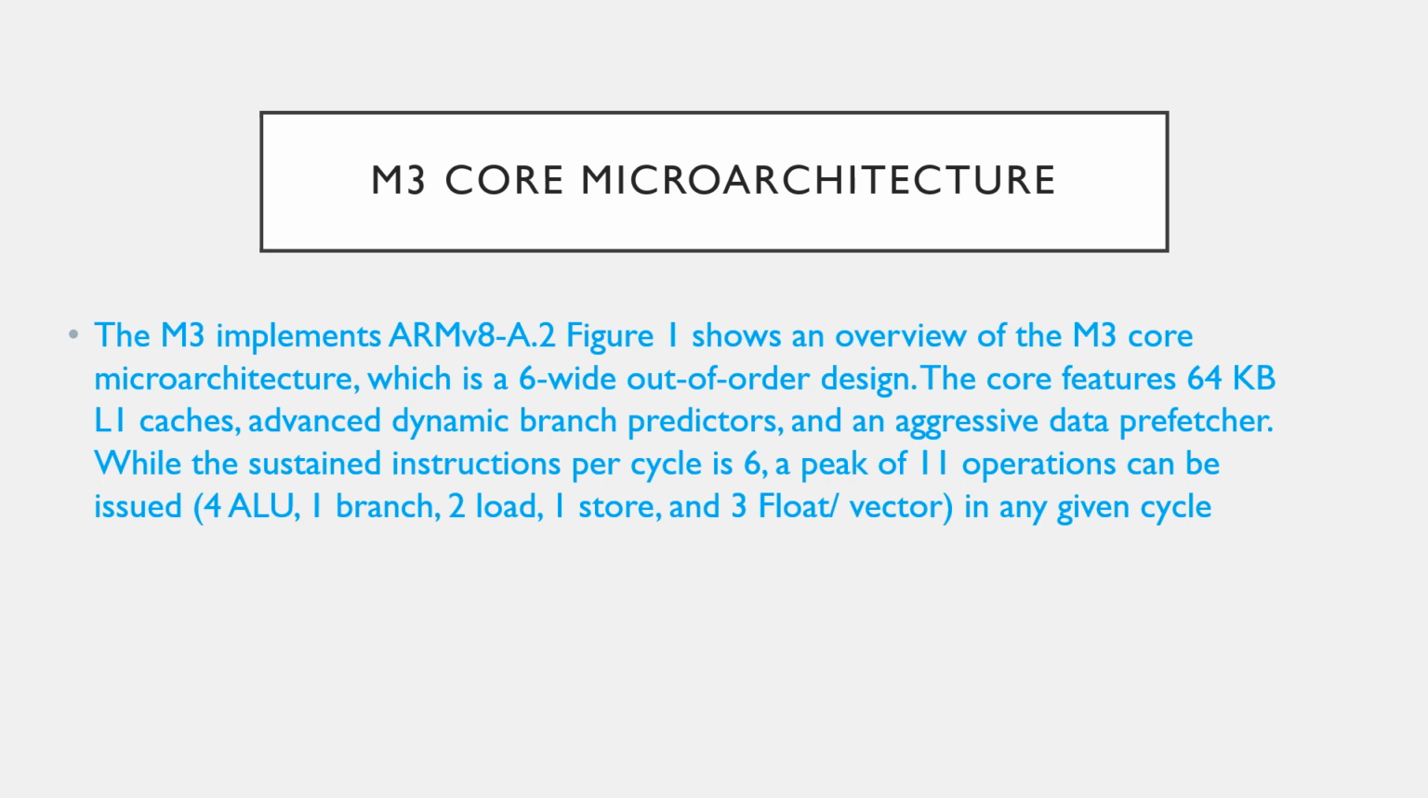The M3 processor core microarchitecture. The M3 implements ARMv8.2. This shows an overview of the M3 core microarchitecture, which is a 6-wide out of order design. The core features 64 KB L1 caches, advanced dynamic branch predictors, and an aggressive data prefetcher, while the sustained instructions per cycle is 6. A peak of 11 operations can be issued: 4 ALU, 1 branch, 2 load, 1 store, and 3 floating point vector in any given cycle.